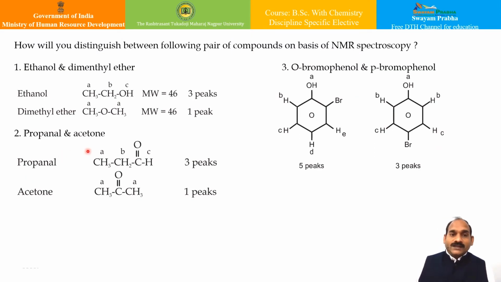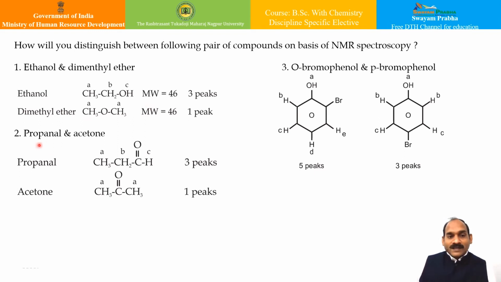We can actually distinguish between the pairs on the basis of NMR spectroscopy. Say, for example, if you see ethanol and dimethyl ether. If you see the ethanol that we have seen in the earlier slide as well, there are 3 environments, like A type, B type, and C type, and therefore it will give you 3 peaks. Whereas the molecular weight is the same, in dimethyl ether there is only a single environment for all the protons, and therefore there will be a single peak.